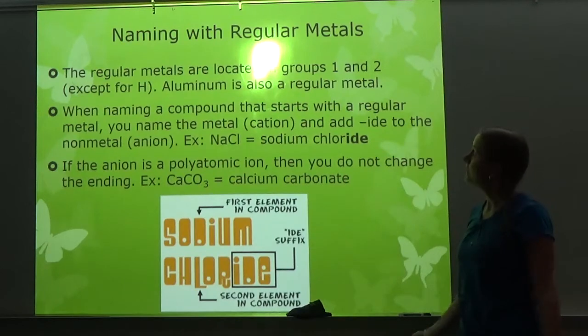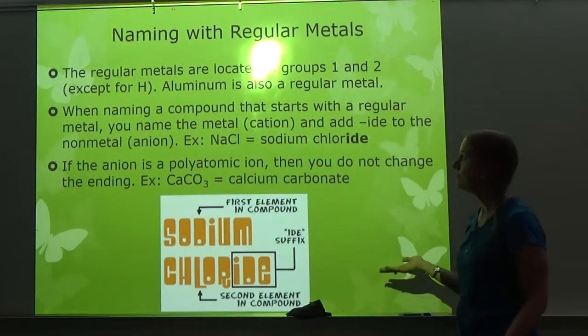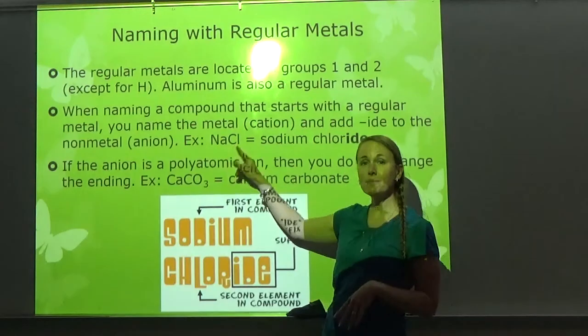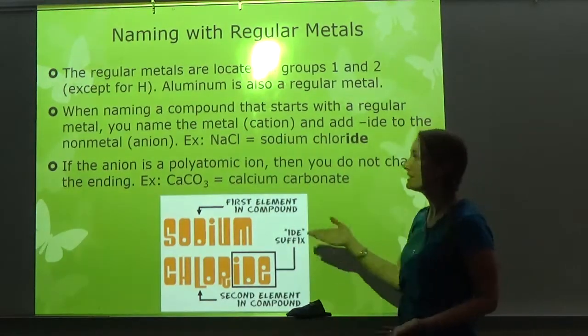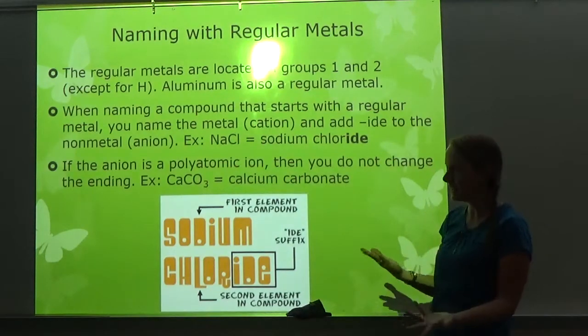When naming a compound that starts with a regular metal, you just name the metal or the cation and add "ide" to the nonmetal or the anion. So for example, NaCl, Na is sodium, Cl is chlorine, but we'll call it chloride. Remember, the positive one will always be listed first, so you don't have to wonder which one's negative. The second one will be negative.